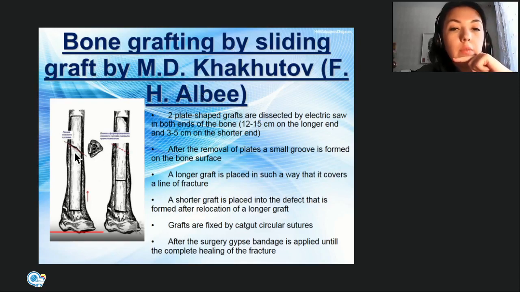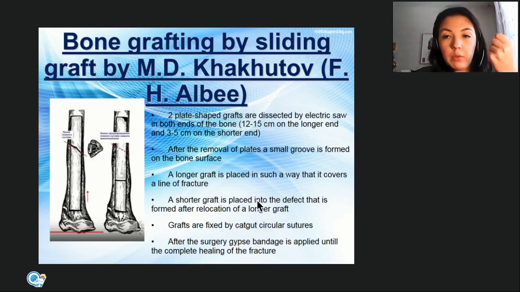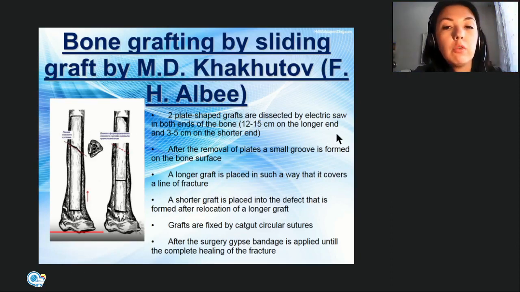So what's the sense? Two plate-shaped grafts are dissected by electric saw in both ends of the bone. On the longer part, you can see it, it will be 12 to 15 centimeters, and on the shorter part, 3 to 5 centimeters. And then we take them out. So we have two plates. And after the removal of plates, a small groove is formed on the bone surface.